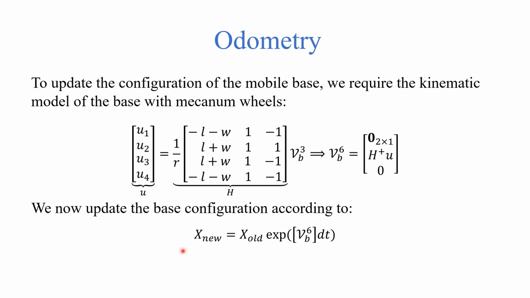The configuration is updated using the following equation: x new is equal to x old, which is the old configuration, multiplied by the matrix exponential that expresses the VB6 velocity twist followed for time dt. This relationship can also be derived using the modern screw theory.